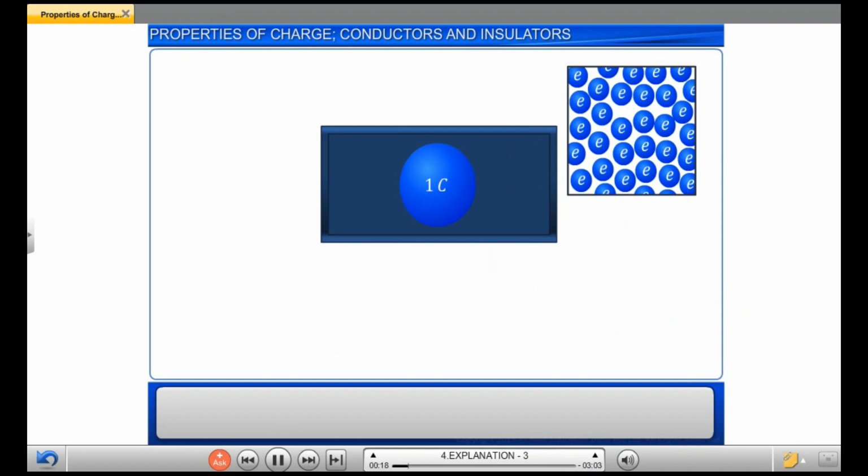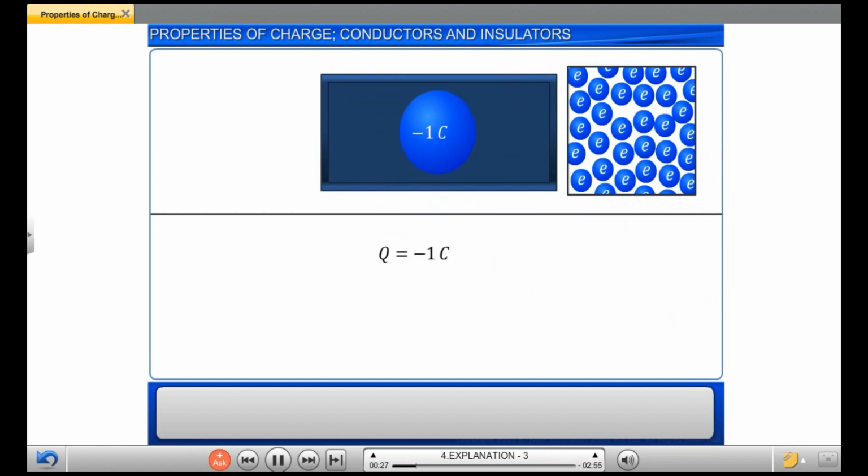Now, let us calculate the number of electrons 1 coulomb of negative charge carries. Consider a body possessing a charge Q equal to minus 1 coulomb. Let the number of electrons it has gained to become negatively charged be n. As the charge Q on a body is quantized, we have Q equal to ne, where the basic unit of charge e has a magnitude of 1.6 into 10 power minus 19 coulomb, and Q equal to minus 1 coulomb.